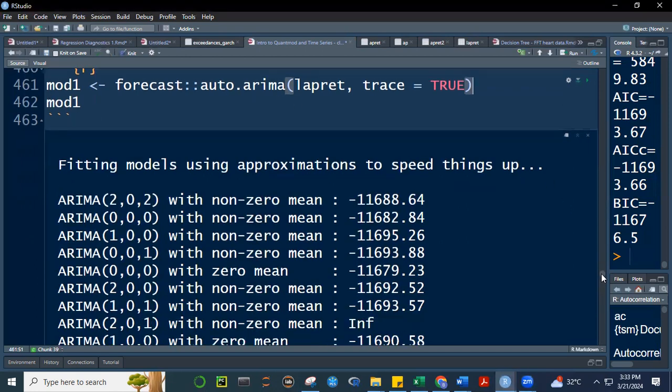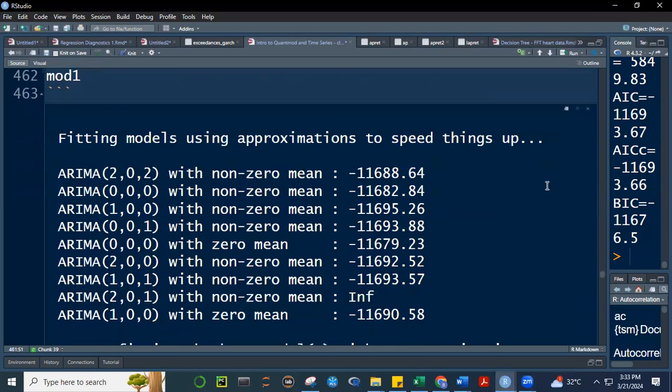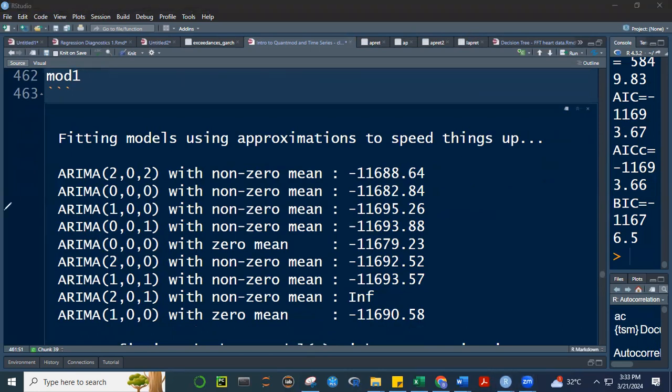Okay, so take a look at this class. Thank you for your feedback, class. These are the models that auto.arima tried. We have this ARIMA(2,0,2). Now, question: what does this 0 mean here, class?